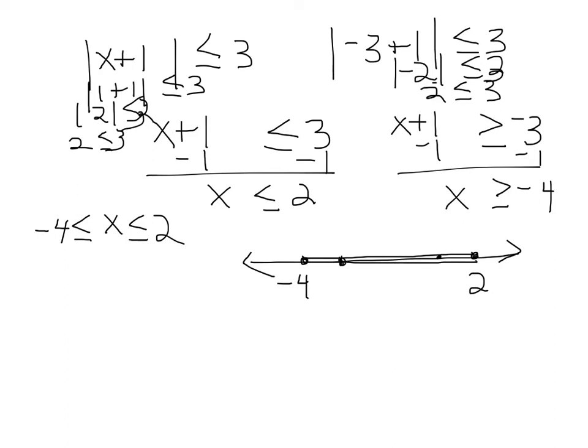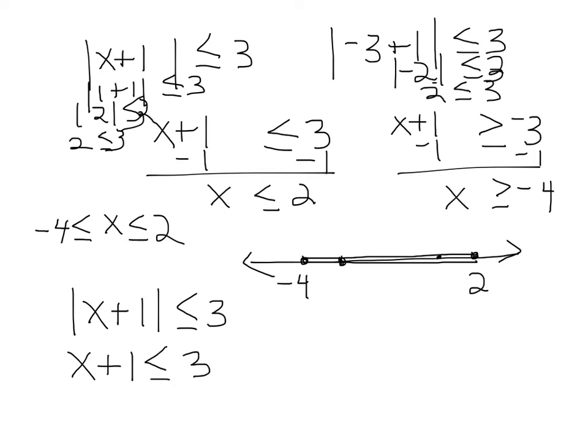But the key is to divide it into the two things that must be true. Going back to the beginning, if I know that the absolute value of some quantity, the quantity x plus 1, is less than or equal to 3, then the way I want to begin is by saying that means that x plus 1 is less than or equal to 3, and x plus 1 is greater than or equal to -3. And from there, you solve.